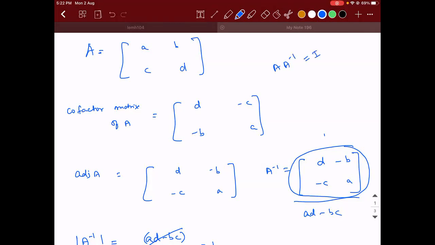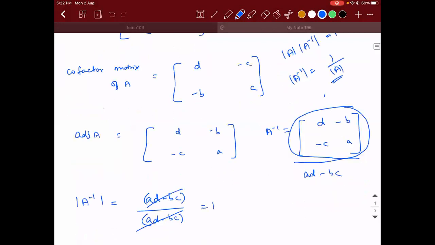So they took determinant on both the sides, sir. Yes, sir, and they have given us for I, determinant it is equal to 1. Yeah, I got it. Determinant of I is 1. I understood what they did. So determinant of A inverse should be equal to 1 by determinant of A. But why is it not working here?